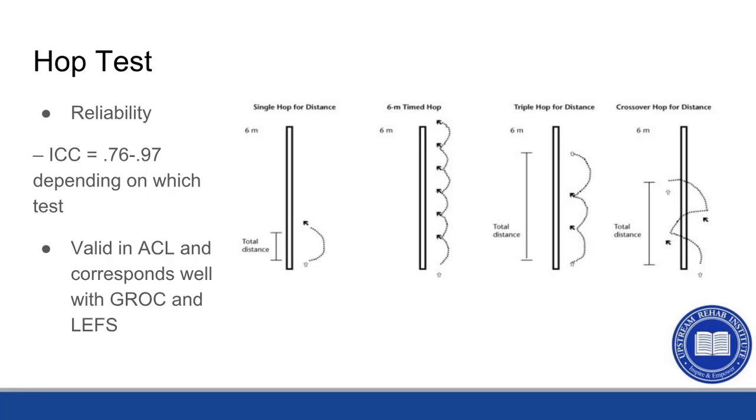Hop test, good thing to know that these are often done in combination. You just don't usually do one. And there's multiple ways you can do it. You can do a single hop for distance, a 6-meter timed hop. How long does it take you to go 6 meters? How far can you do triple? Can you do crossovers, etc.? It's very valid in ACL and corresponds well with your general rate of change in your LEFS.